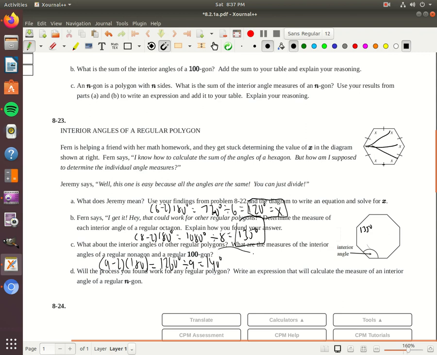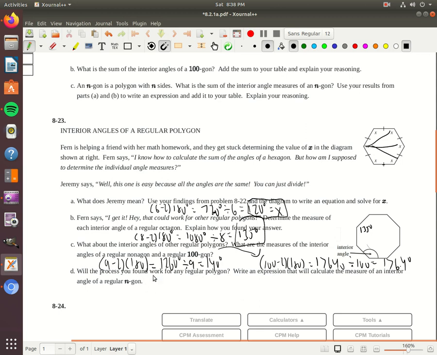If we have 100 gon, I'm going to say 100 minus 2 times 180. I'm going to have 98 times 180 is 17,640. And I'm going to divide that by 100 angles, and I will get 176.4 degrees. I actually didn't even need a calculator on that one.